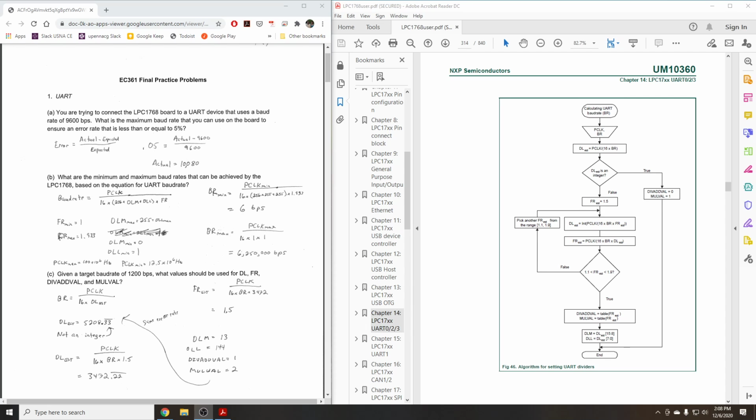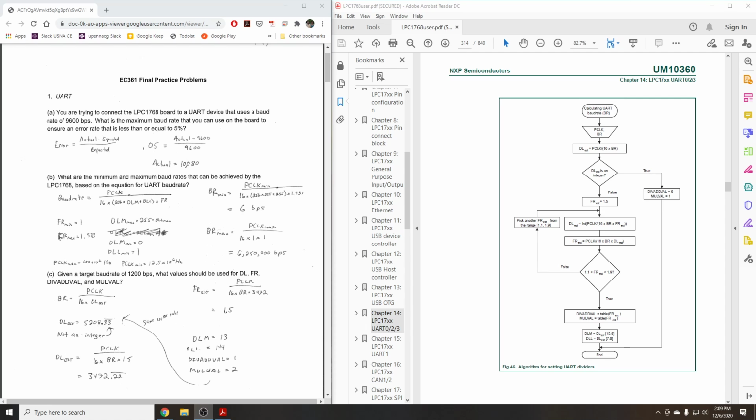So let's start off with problem one here. This is on UART, and specifically the UART on the LPC 1768. Part A here is about the error ratio that we can have if we're doing UART on this board. We talked about this, that ideally we'd want something that is about 2.5%, back of the envelope, because that means in total we'd have a 5% error, and that should mean that we don't end up missing any characters no matter where we start in the stream.